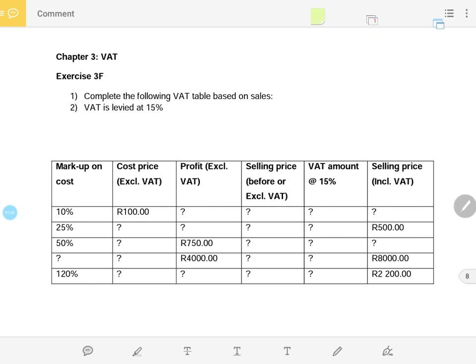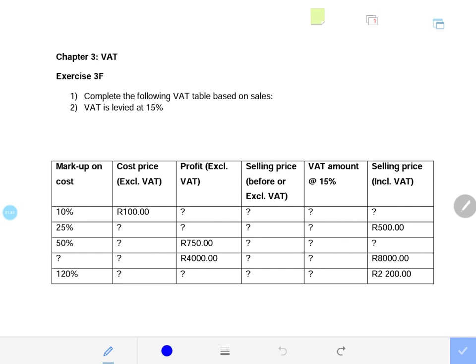Now, VAT currently is levied at 15%. I, however, do have another VAT question, a similar table, from when VAT was levied at 14%. You can still watch that video. The principle is the same. It's only the VAT percentage that was at 14%.